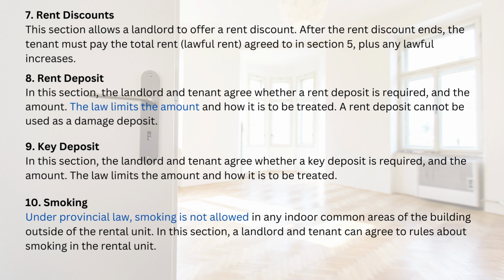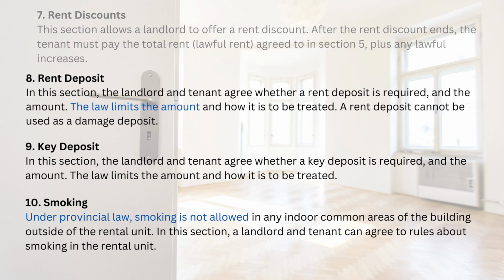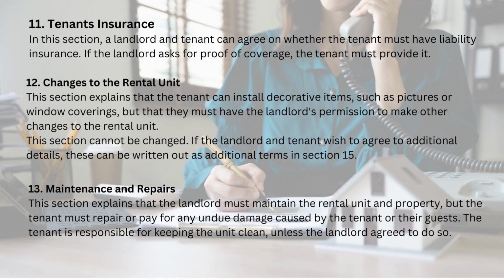9. Key deposit. In this section, the landlord and tenant agree whether a key deposit is required and the amount. The law limits the amount and how it is to be treated. 10. Smoking. Under provincial law, smoking is not allowed in any indoor common areas of the building outside of the rental unit. In this section, a landlord and tenant can agree to rules about smoking in the rental unit. 11. Tenant's insurance. In this section, a landlord and tenant can agree on whether the tenant must have liability insurance. If the landlord asks for proof of coverage, the tenant must provide it.